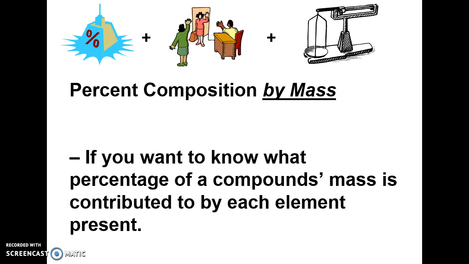When we talk about percent composition in chemistry, we mean percent composition by mass. So we want to know what percentage of a compound's mass is contributed by each element present.